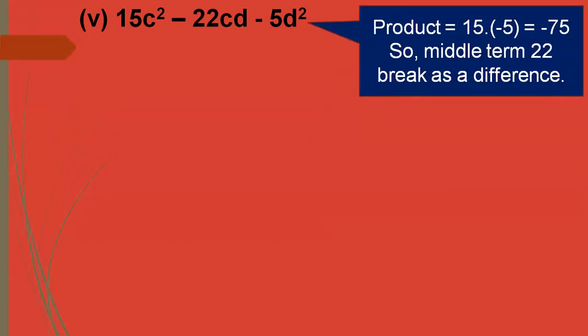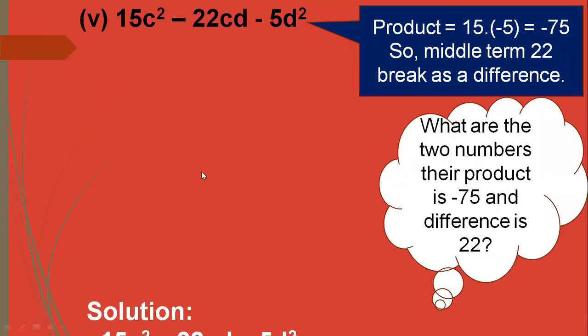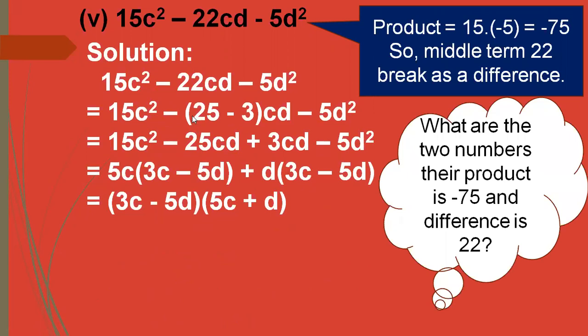In number 5, children, tell first of all, what should we multiply here? 15 minus 5, 10 minus 5. What will you get? Minus 75, okay? Now, how will you get this 22? You will get 22 by subtracting, because this 15 minus 5 came minus 75. That's how we get 22, the middle term, by subtracting the two factors, two numbers. They are 25 and 3.